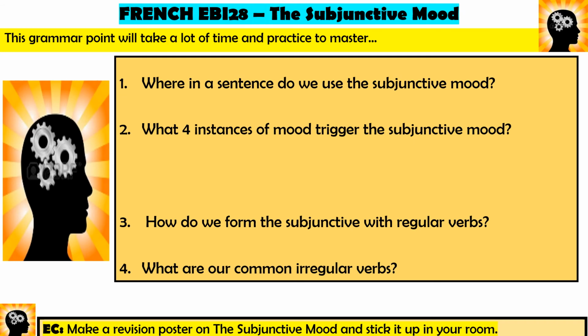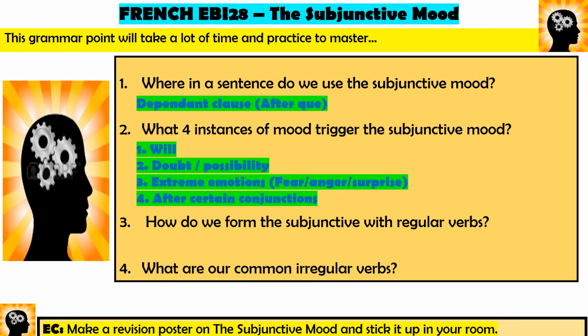Alors, right guys, let's get into it. So, where in the sentence, in a dependent clause after the que, do we use the subjunctive? The 4 instances are: a verb of will, doubt or possibility created in the main clause, extreme emotion, and after certain conjunctions. Pourvu que, bien que, quoique, à condition que.